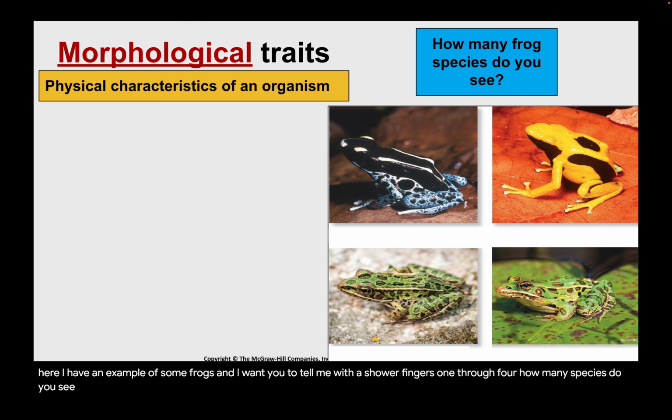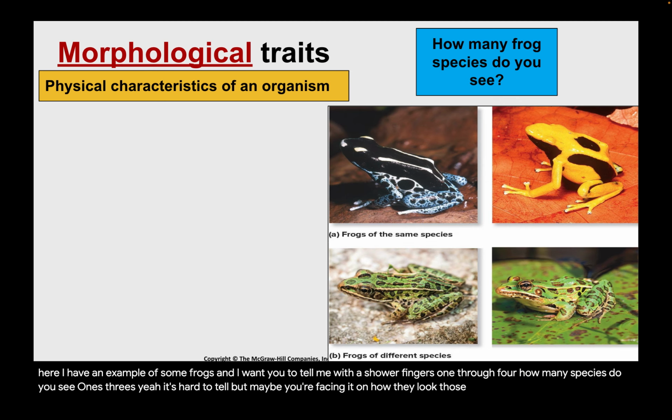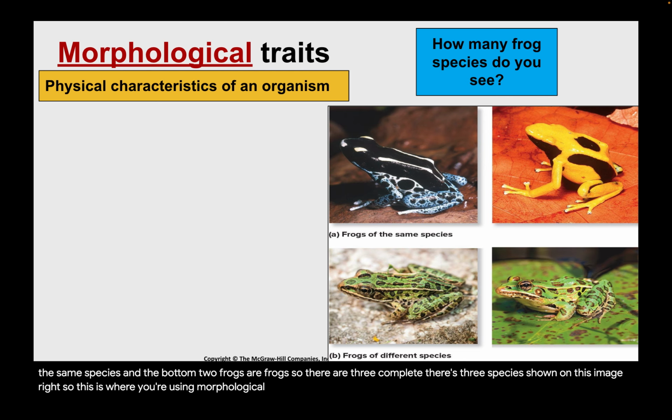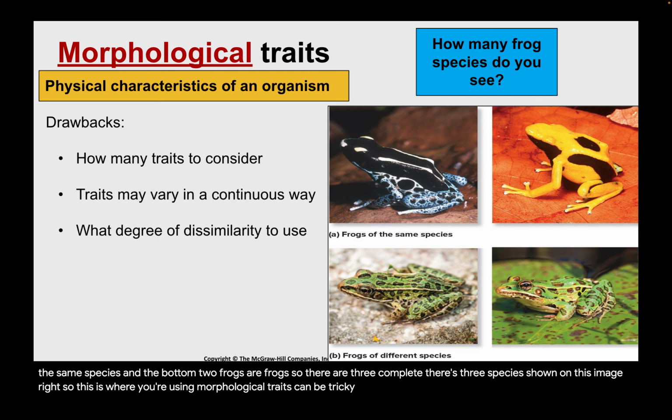I see some 2s, I see 1s, 3s. Yeah, it's kind of hard to tell, but maybe you're basing it on how they look. Those top 2 frogs are actually 2 of the same species. And the bottom 2 frogs are frogs of a different species. So there are 3 species shown on this image. Right? So this is where using morphological traits can be tricky. All right? There are many drawbacks to this.